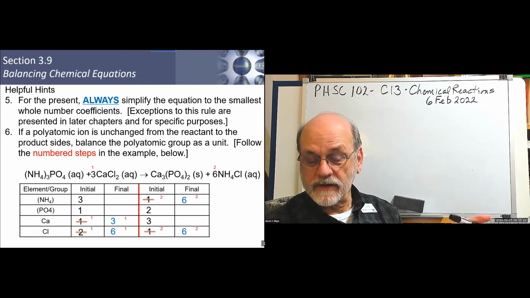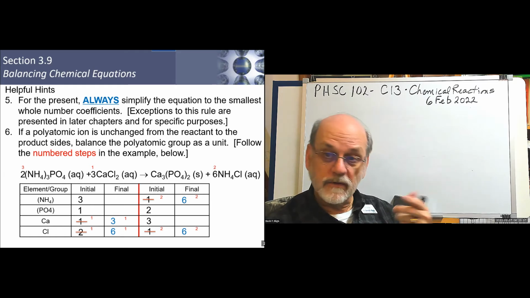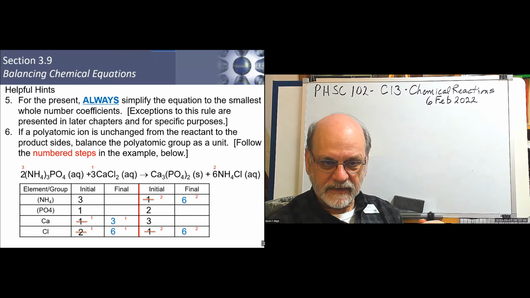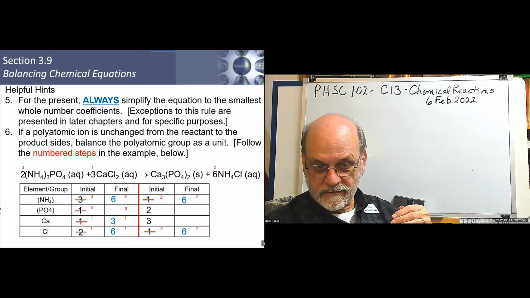Well, the chlorines are balanced and the calciums seem to be balanced. So what's next? Well, let's balance the phosphates. Right? We got 2 phosphates on the product side, so we need 2 phosphates on the reactant side. And that changes the ammonias. So now we have 6 ammonias and 2 phosphates.